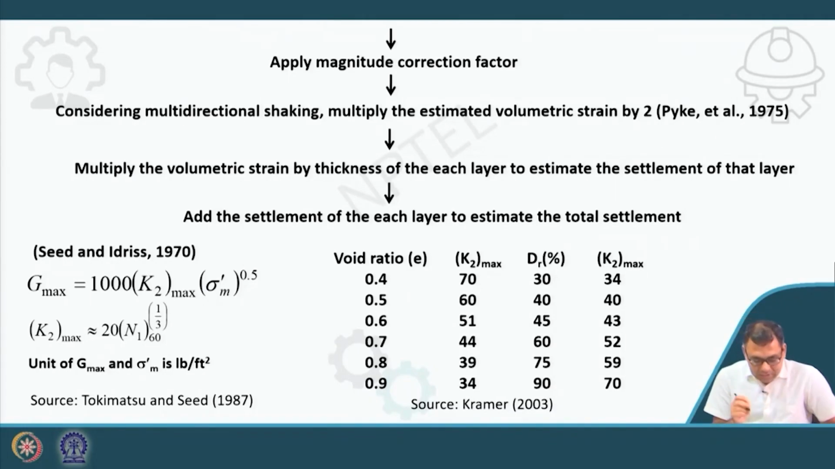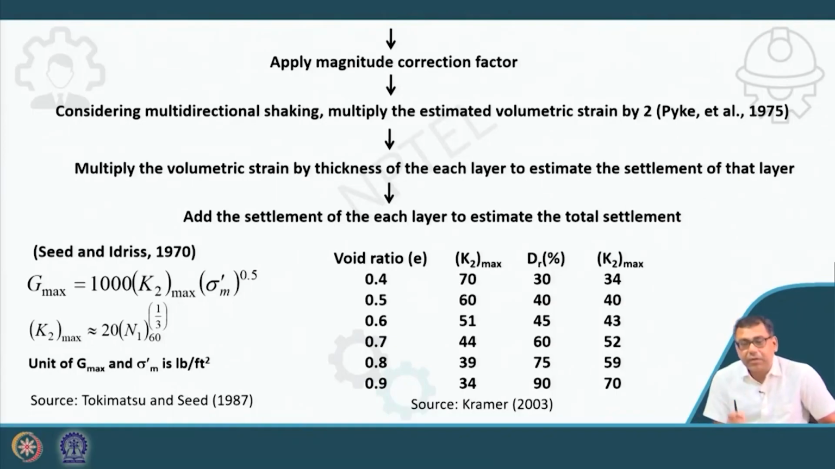But here I am giving another expression, which is proposed by Seed and Idriss in 1970, where G max can be calculated by 1000 into K2 max into sigma m dash to the power 0.5, where K2 max can be estimated in different ways. First, if you have the N160 value, then you use K2 max equal to 20 into N160 to the power 1/3. Remember that here G max and sigma m dash are both in pounds per square foot.